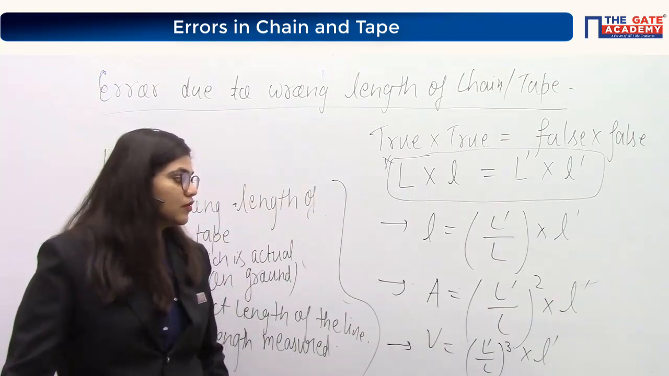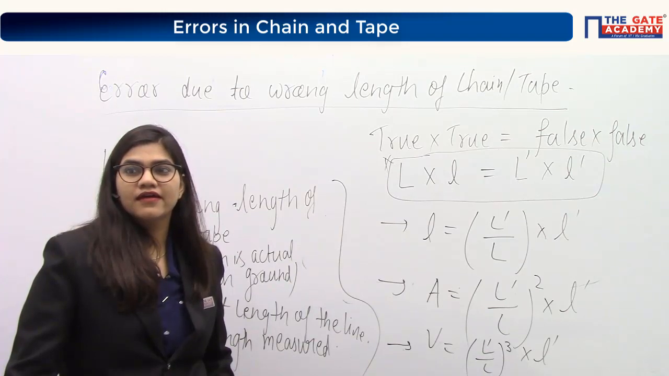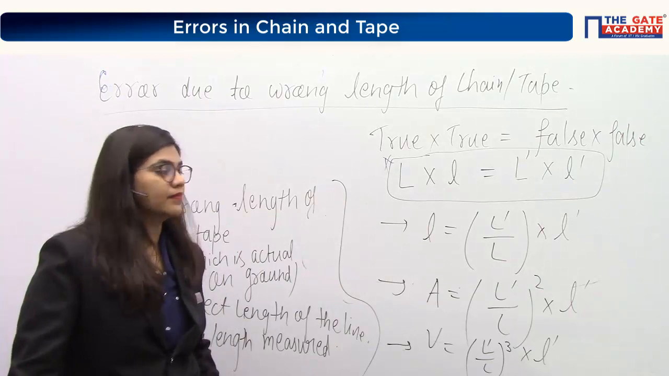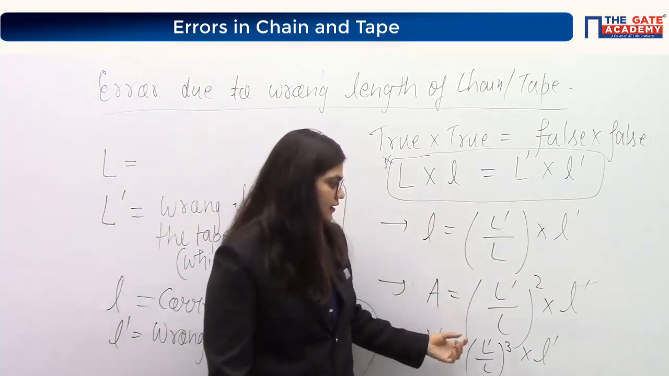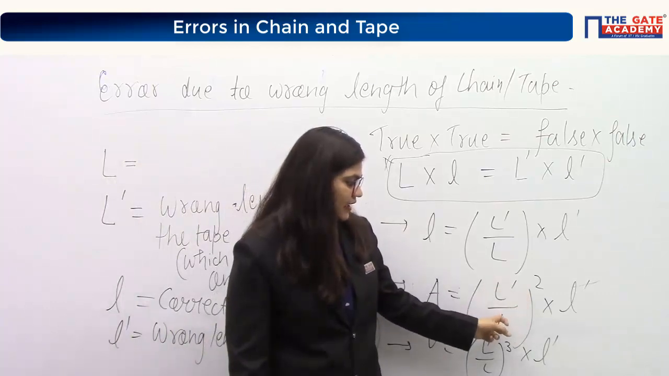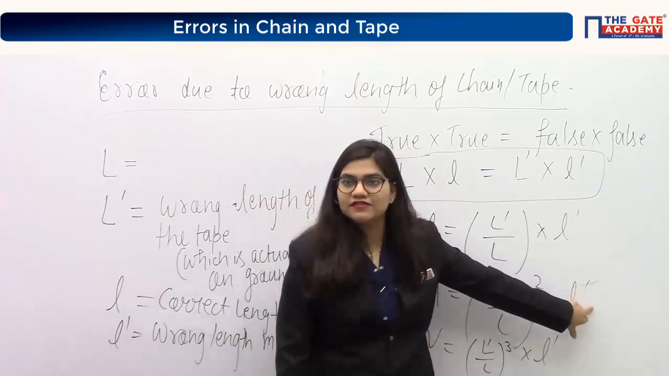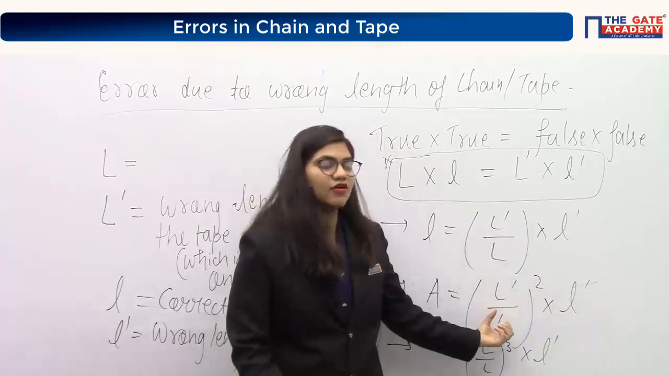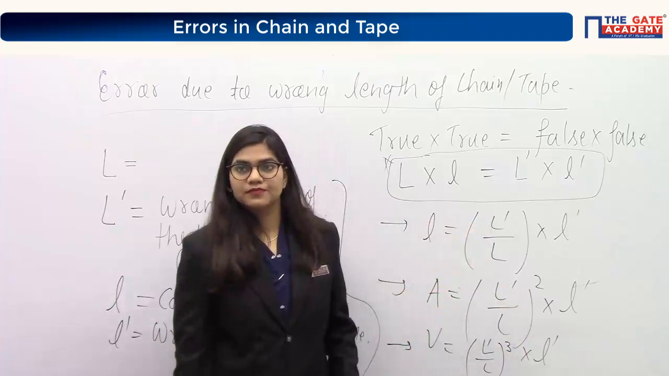Ma'am, L dash square will not be there. Why? For area, it is L dash by L square. There will be no square of this length. Only square of this tape one. Okay, nothing else.